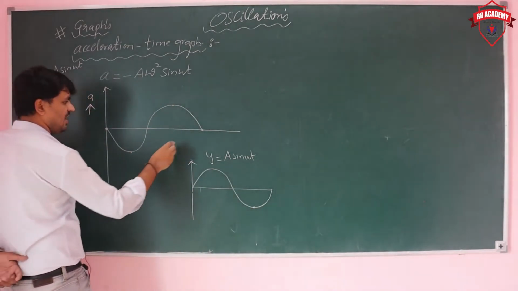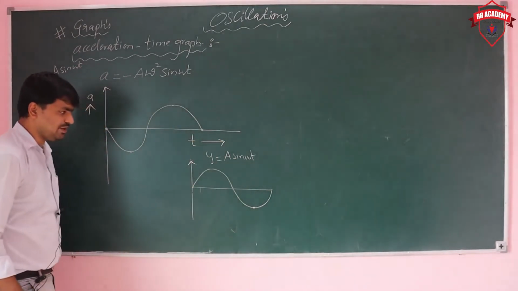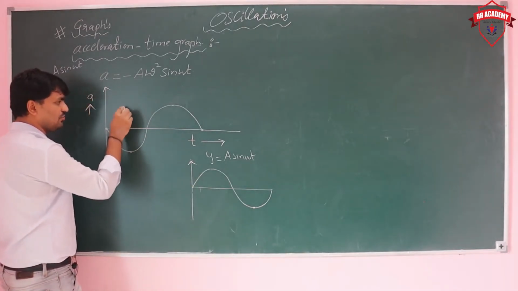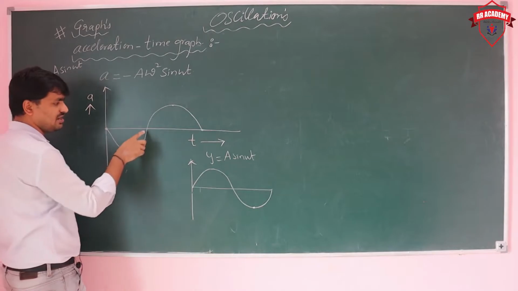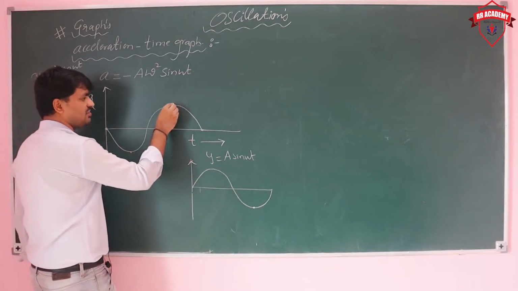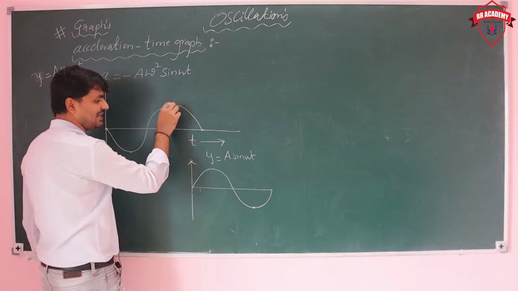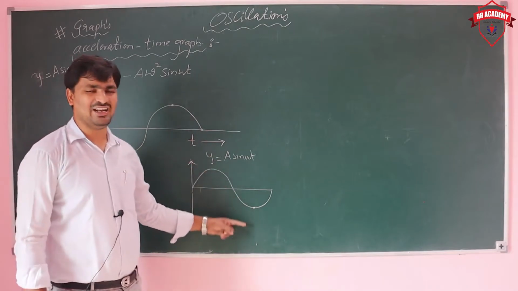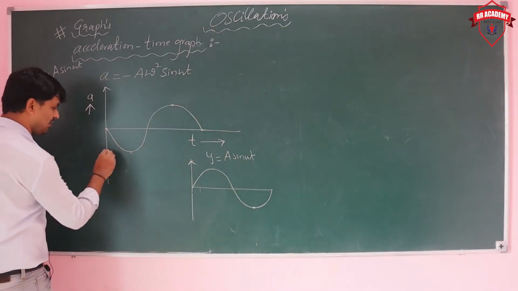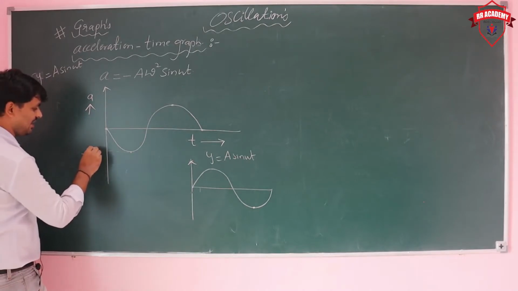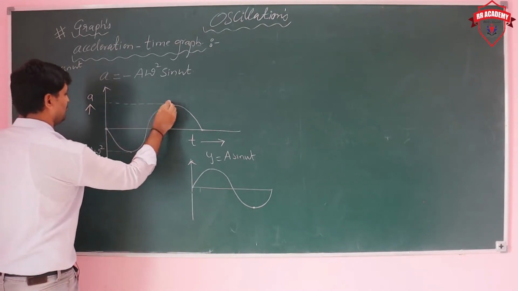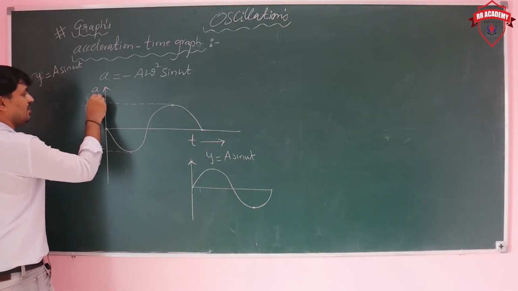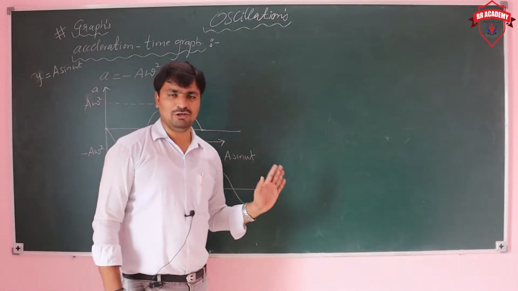If you are considering acceleration, and this is the time period, first at mean position, displacement is positive and acceleration is negative. Again mean position. At extreme position, acceleration is positive where displacement is negative. Both are in opposite direction. The values are minus a omega square and plus a omega square, which means acceleration is opposite to the direction of the displacement.